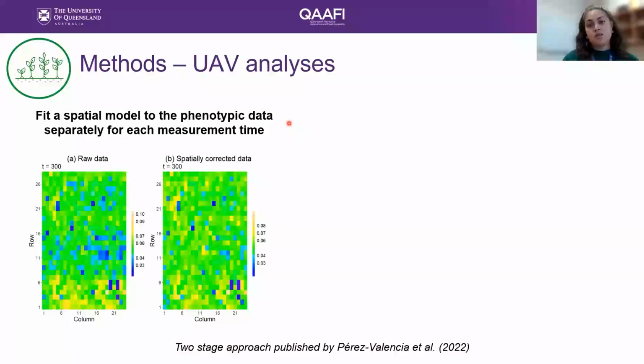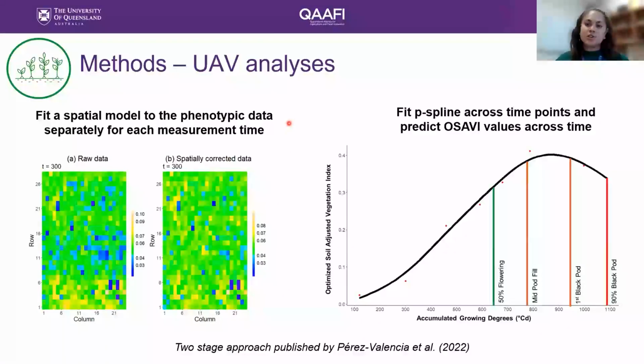So the first thing we did was undertake a two-stage approach. The first stage involves fitting a spatial model to the phenotypic data separately for each measurement time. So this allows us for each time point to reduce some of that variation that may be due to experimental design. And that gives us an adjusted value for each time point for each genotype. And then with these adjusted values, we can then fit a P-spline across each time point. And so that gives us a really nice growth curve for each genotype that we can start dissecting further.